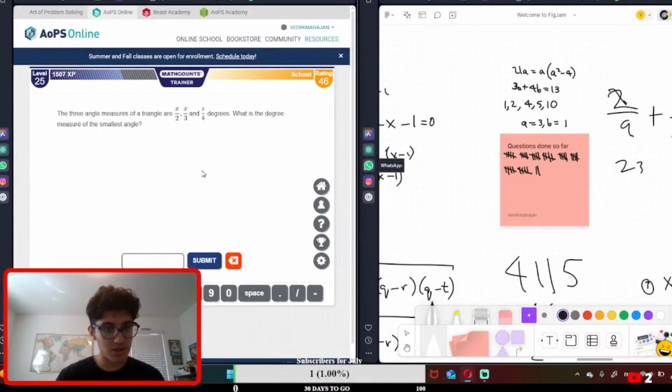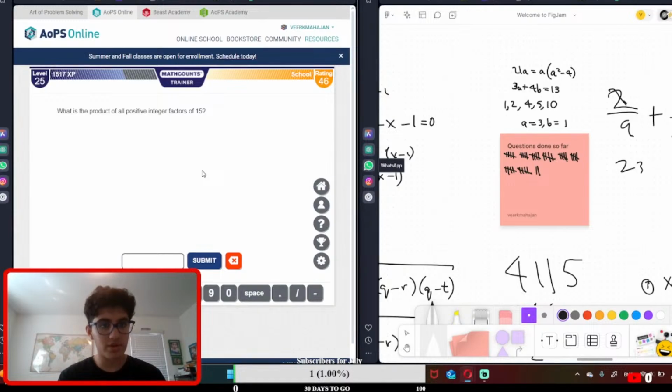The angle measures are like half, third, and sixth. The smallest angle will be 30, right? 30, 60, 90. Yeah. 25 plus 3, 28.